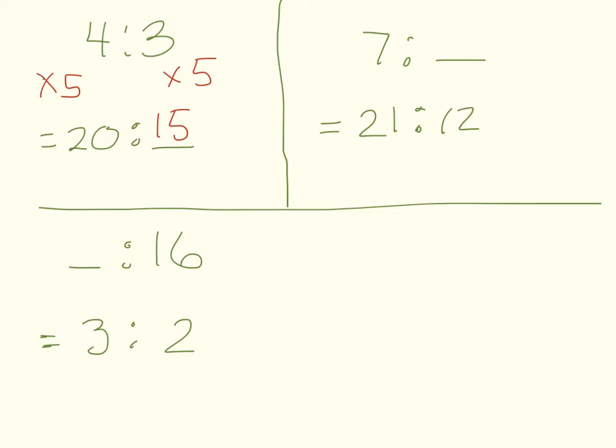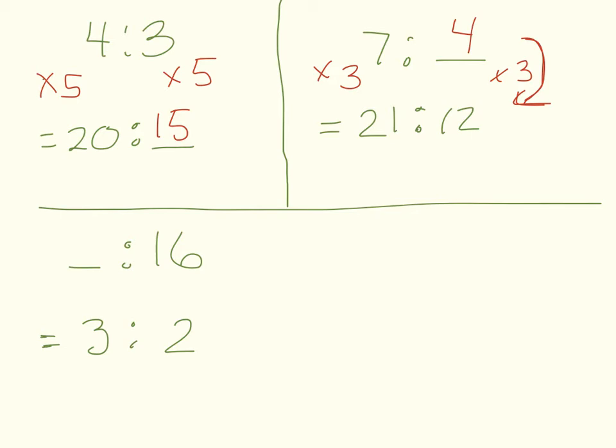On the next one, I see that 7 times 3 gives me 21, so I need to think what times 3 would give me 12. I could go backwards and say 12 divided by 3 gives me what? And I see that it's 4. And if I try it, 4 times 3 is 12.